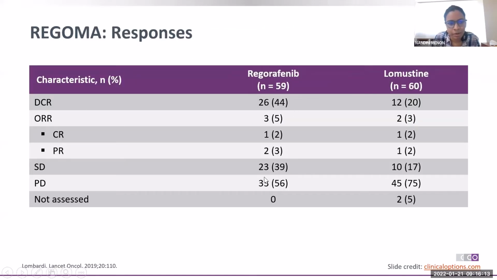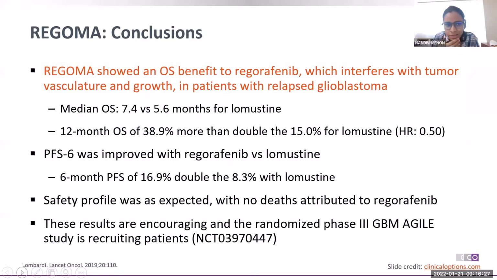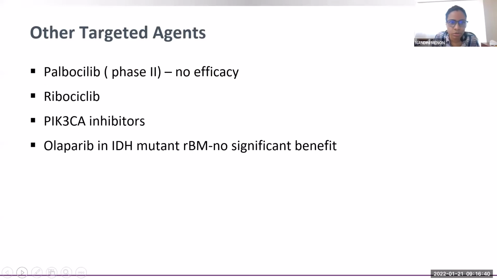Response rates are not that dramatic. Most patients had stable disease. However, despite this, there was a benefit over CCNU. Toxicity of regorafenib is well known, including things like hand-foot syndrome, which is seen when regorafenib is used in other malignancies. So there is an improvement in overall survival. PFS also was improved. Safety is expected, like what we usually see, but we need to see phase 3 data, which is ongoing. There's a study which is ongoing with the use of regorafenib in a phase 3 design. Many other drugs have been tried. Other targeted agents which I've just mentioned here are palbociclib and ribociclib, which showed no efficacy.